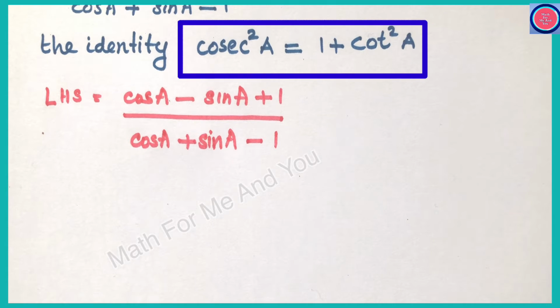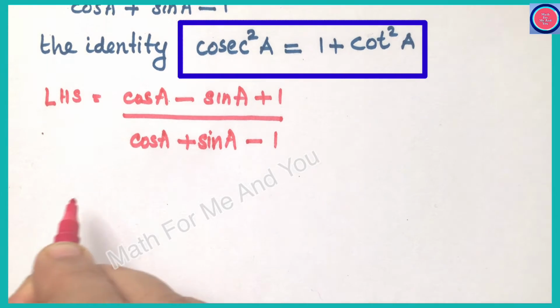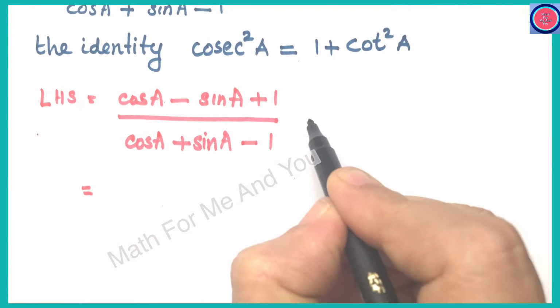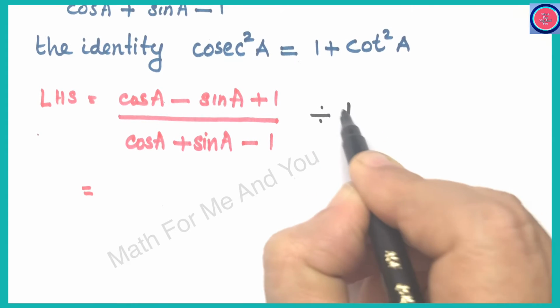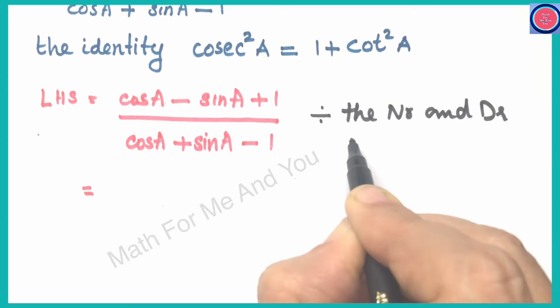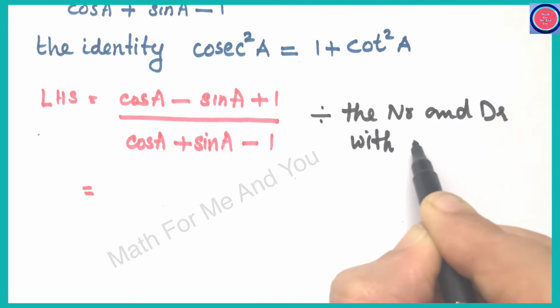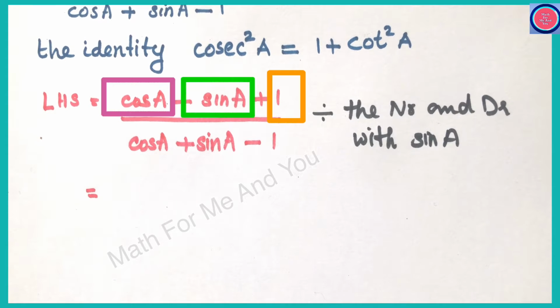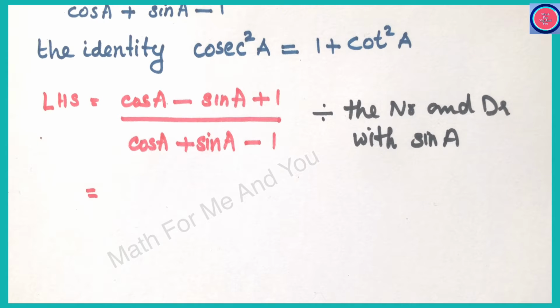That means we have to change the given ratios cos and sin in terms of cosec and cot. We could get cot A and cosec A if we divide the given ratios cos A and sin A by sin A. That means divide the numerator and denominator with the ratio sin A. Numerator, there are 3 terms. Each term we are going to divide with sin A. First term is cos A. When we divide cos A with sin A, we get the ratio cot A.